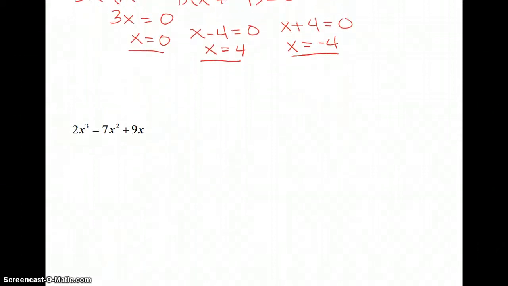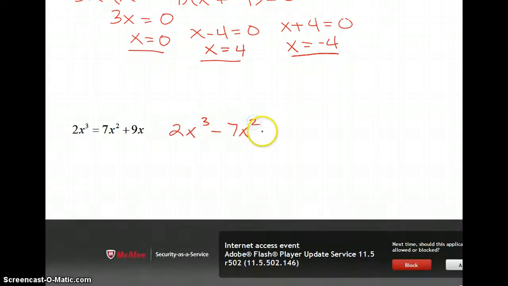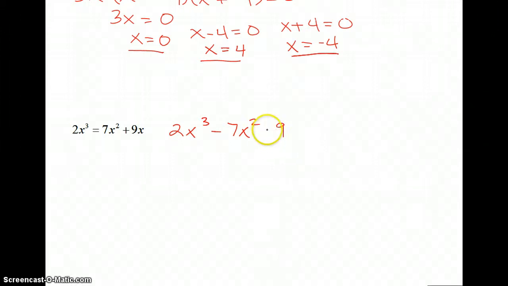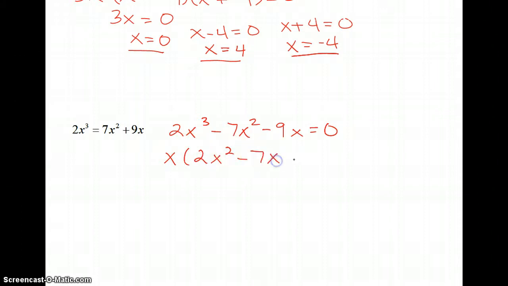Next one. First thing I'm going to do is move these over to the other side, so they're going to become negative. So I'm going to get 2x cubed minus 7x squared minus 9x equals 0. Now I have a trinomial, but what's the first step of factoring? I always have to ask myself what's in common in all, and there happens to be an x in all three. So I'm going to take out an x, and I'm left with 2x squared minus 7x minus 9 equals 0.